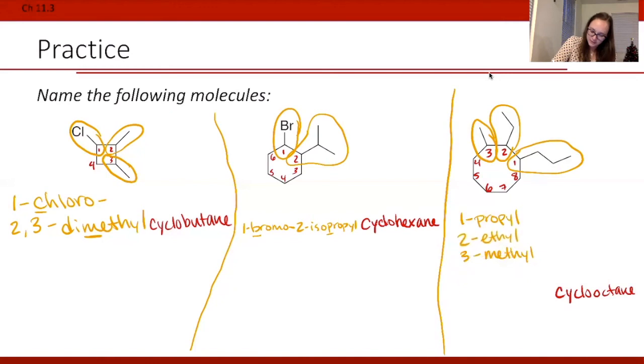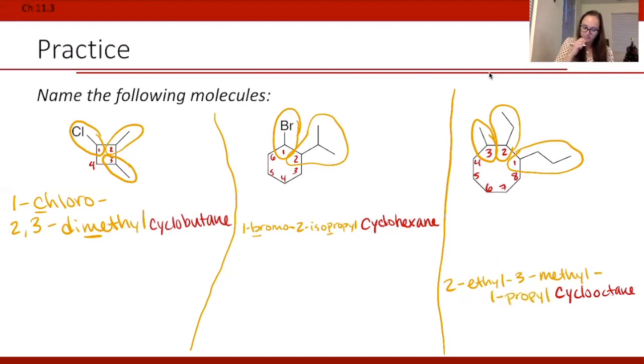Got the Y in there. 2-ethyl, 3-methyl. So we'll put a dash in between those, show that they're separate. Dash after methyl. And then lastly, 1-propyl cyclooctane. And that's our final answer.